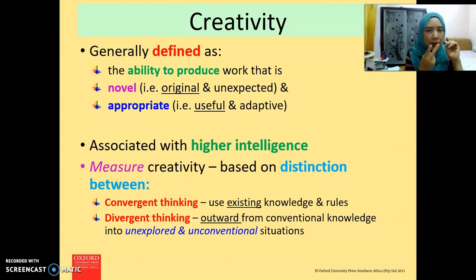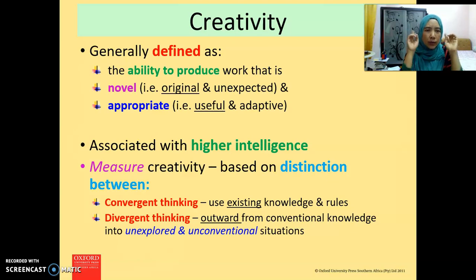So creativity must be the ability to produce work that is novel, that is new, original, unexpected, but useful, that means appropriate and adaptive. So creativity is associated with higher intelligence. To measure creativity, normally based on the distinction between convergent thinking and divergent thinking. So convergent thinking is we use the existing knowledge and rules. Divergent thinking is going outwards from the conventional knowledge into unexplored, unconventional situations.